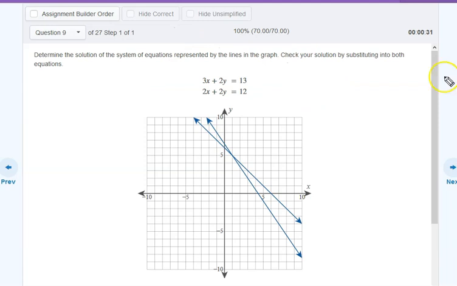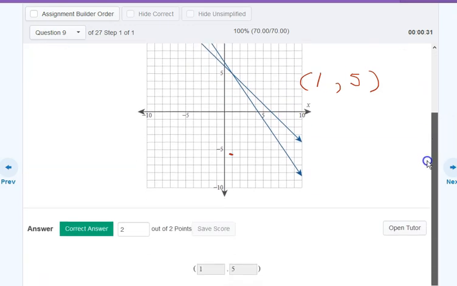Now for example 9, they're giving us a system of linear equations, and fortunately they've graphed them for us. We're looking for the ordered pair of the point of intersection. So you go over 1, and then you go up 5, and there's your ordered pair. And it's right there. So again, something rather straightforward. Let's go down and see the answer. 1, 5.